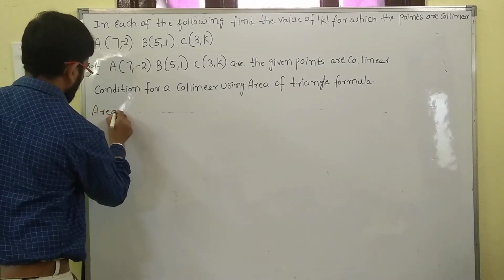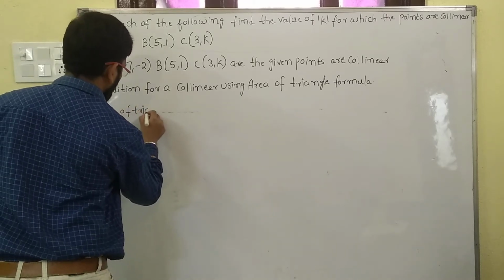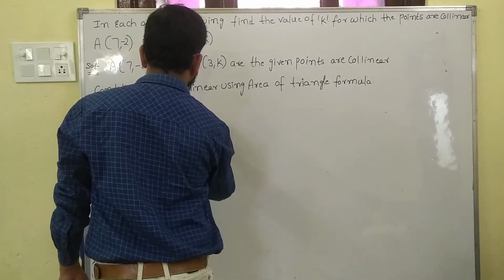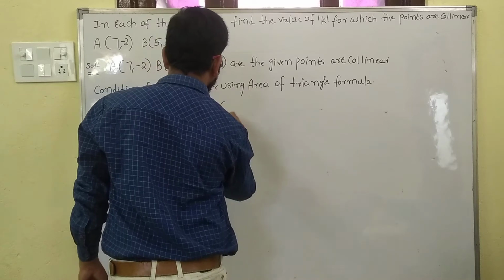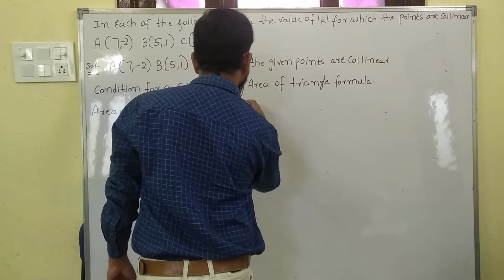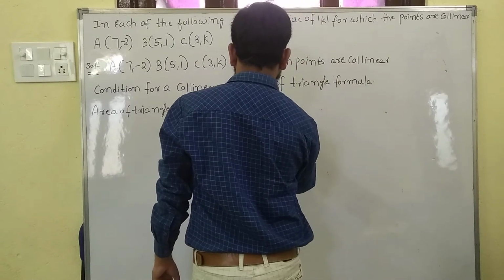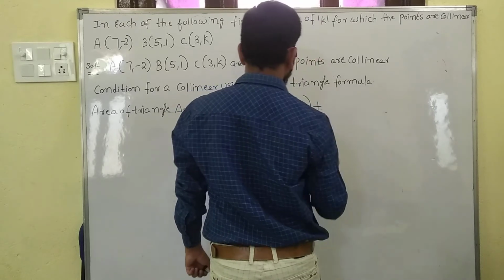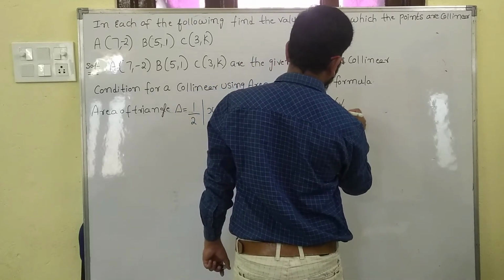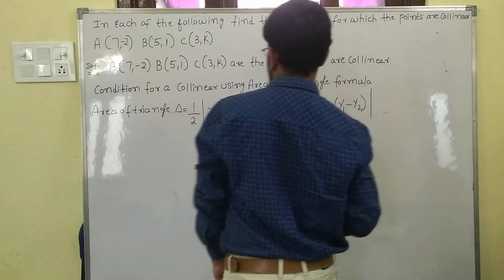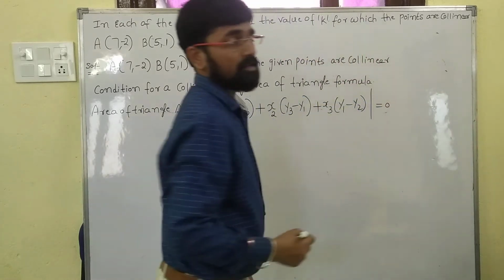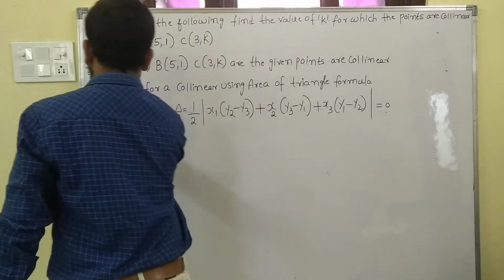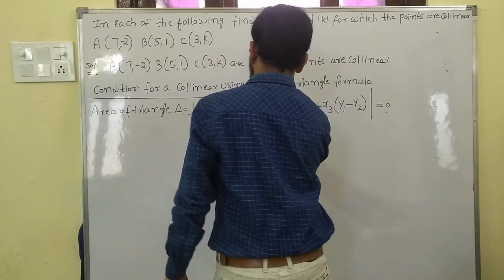area of triangle delta is equal to 1/2 into modulus of x1 into (y2 minus y3) plus x2 into (y3 minus y1) plus x3 into (y1 minus y2), okay, is equal to 0. This is the collinear condition. If the area of triangle is equal to 0, then the given points are collinear.